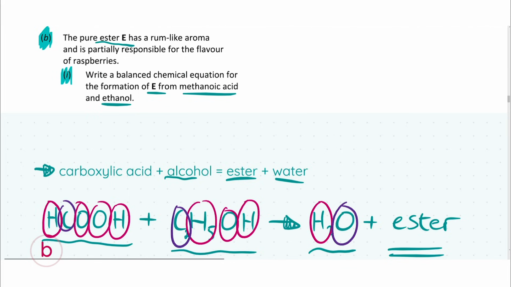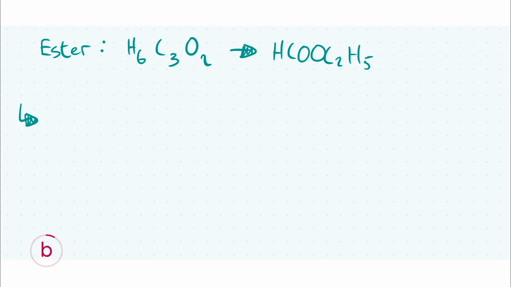So finally, coming back to our question at hand, we weren't asked to find the ester E, we were actually asked to write a balanced chemical equation for the formation of E. So now that we know what E is, we can rewrite our equations that we had at the start and now include the ester that we didn't know previously. This means that our final answer is going to look something like this.